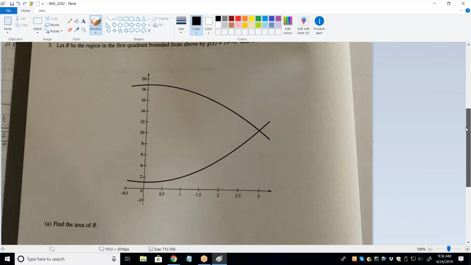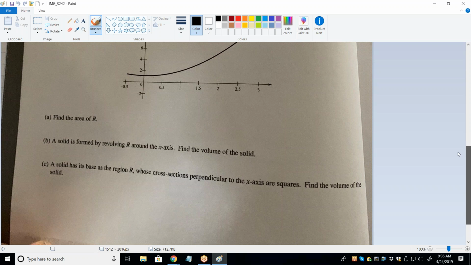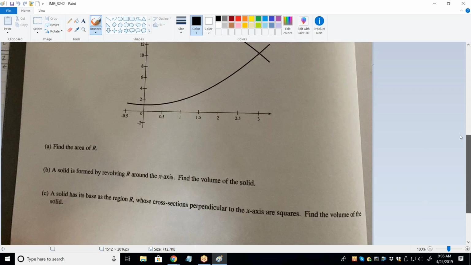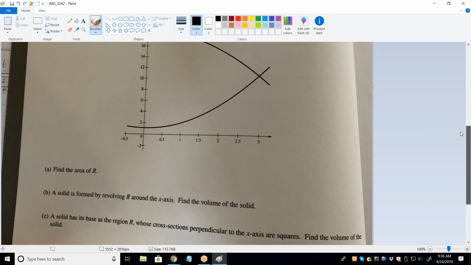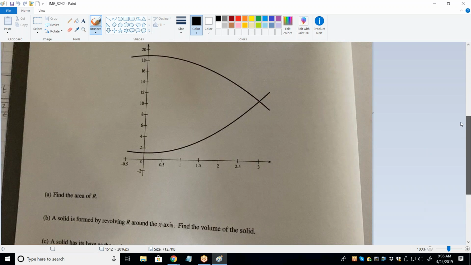A solid is formed by revolving R about the x-axis. Find the volume of the solid. So that would be pi times the integral. First of all, figure out what we're going to use. Can we use washers or discs? Think washers.